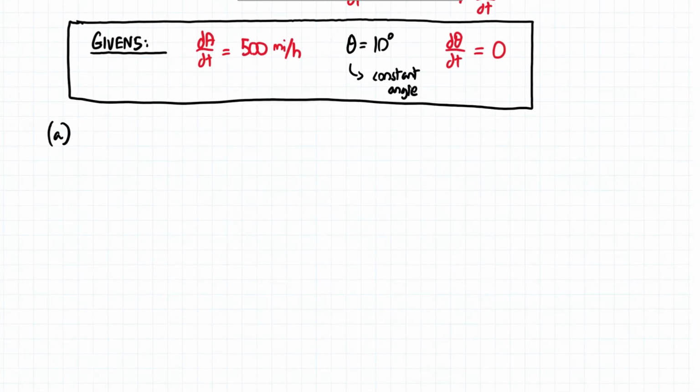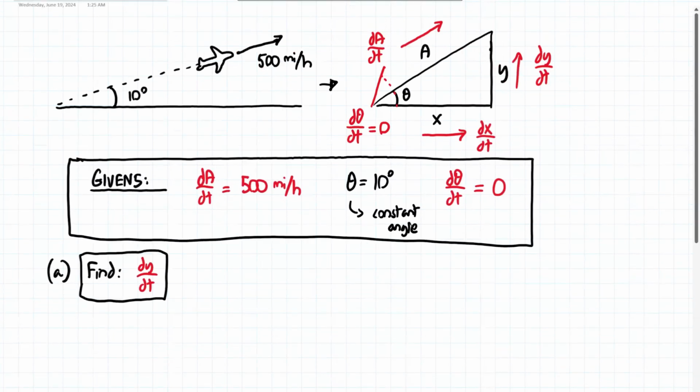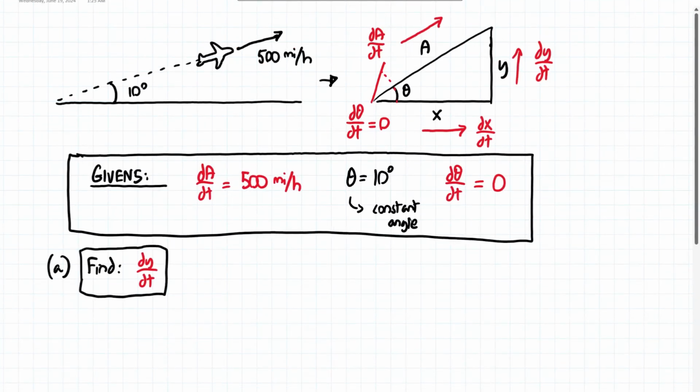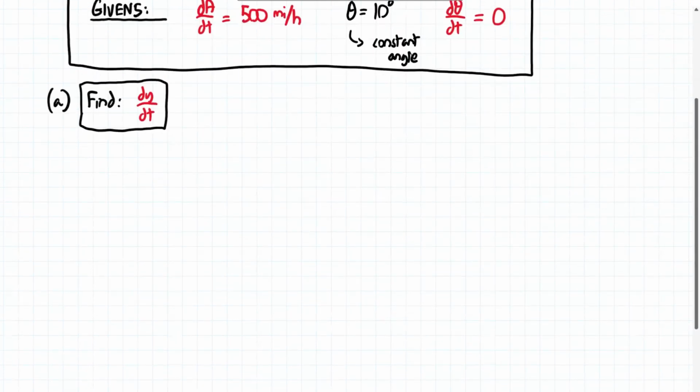The first part of the problem asks us to find the rate of change in altitude, or dy over dt. To do this, we need to first establish a relationship between the airplane's altitude and our given values of angle and overall velocity. The right triangle we drew shows us that we need to use the sine function. So we write out this relationship as the sine of the angle of elevation is equal to the ratio of the airplane's altitude over its movement.